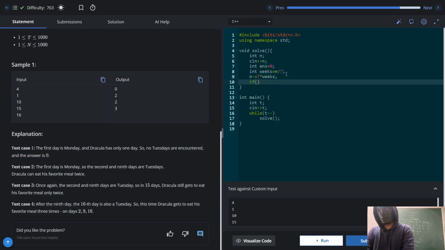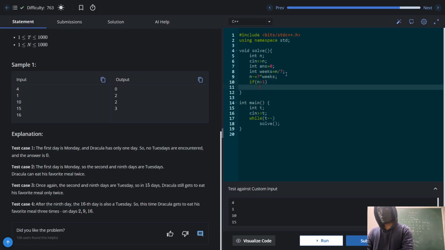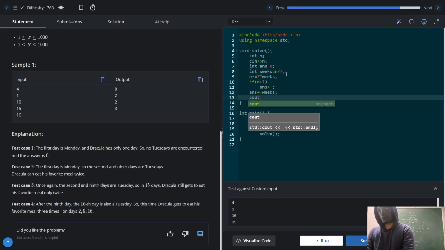let me take answer up. When you are subtracting perfect weeks, and if you get an n value greater than 1, your answer will be increased by 1, because one time you have reached the restaurant. And when coming out of the loop, how many times are you visiting the restaurant again? Week number of times. For every perfect week you are visiting the restaurant on Tuesday. So yeah, this is it.